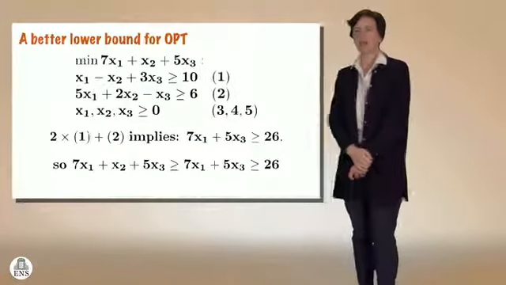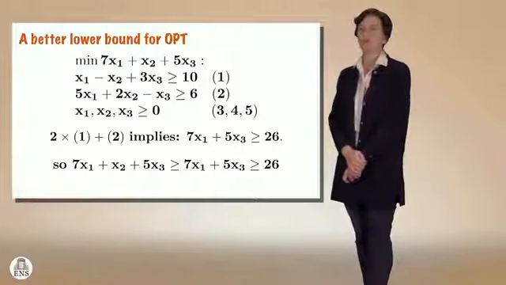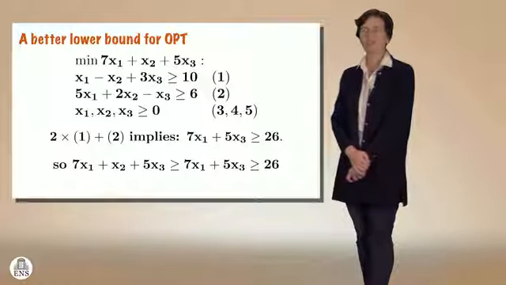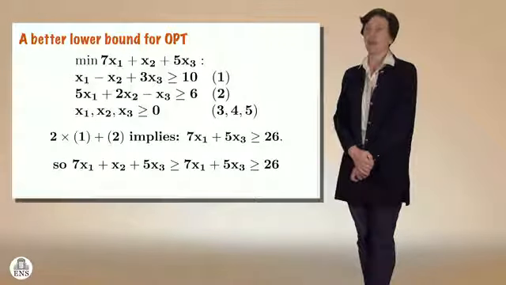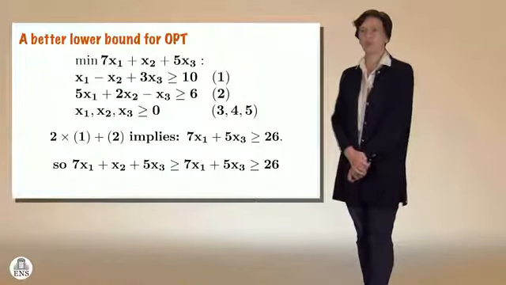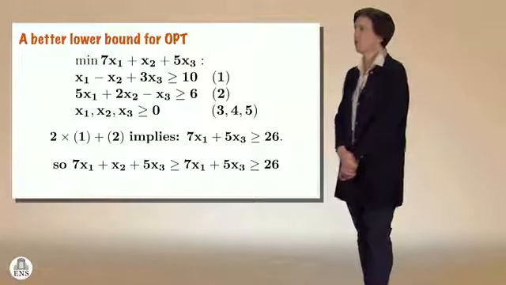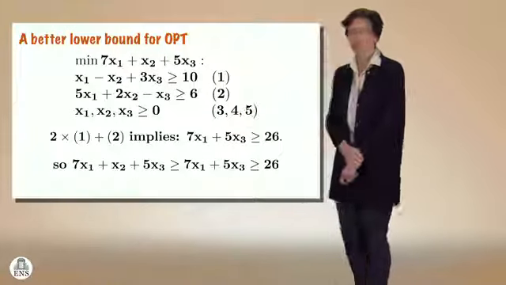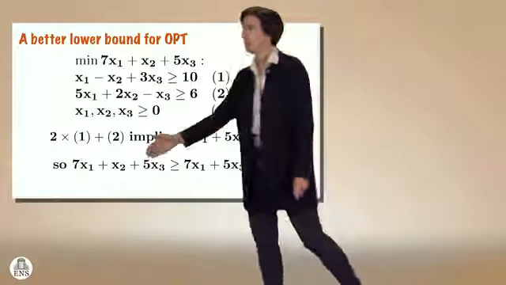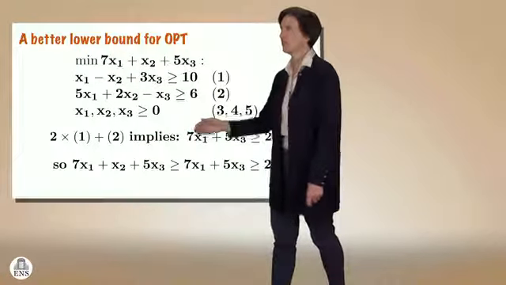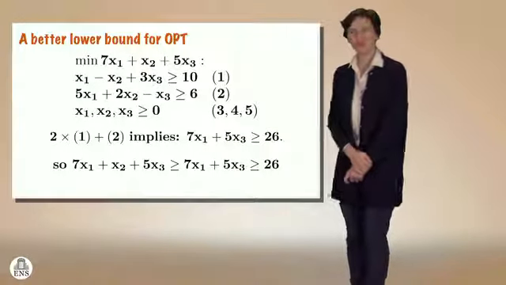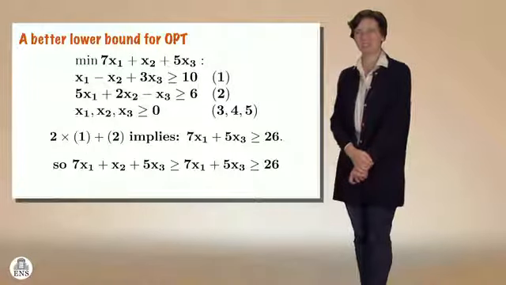7x1 plus 5x3 must be greater than or equal to 2 times 10 plus 6, 26. By combining the two constraints, we derived a new constraint: 7x1 plus 5x3 is at least 26. And now, 7x1 plus x2 plus 5x3, the objective function, if you look at each coefficient, it's greater than or equal to the corresponding coefficient of this new constraint. And so, the value of the objective function must be, for every feasible x, greater than 7x1 plus 5x3, which we know is at least 26. So we have just proved that opt is at least 26.